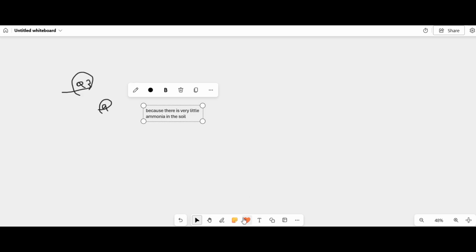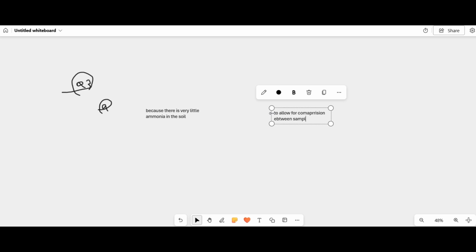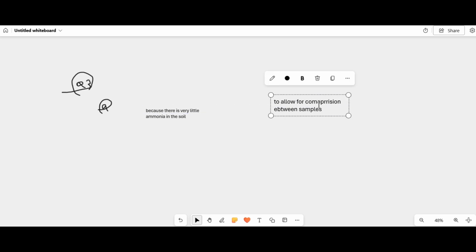And the other thing, g to the power of -1, is to allow for comparison between samples. Because obviously each sample is going to have a different amount of grams. So if you divide by the amount of grams, you're going to account for that. You're going to see per gram here.